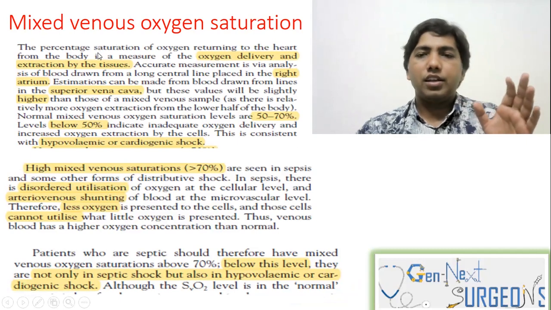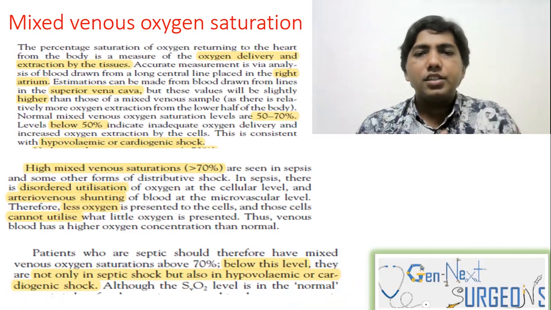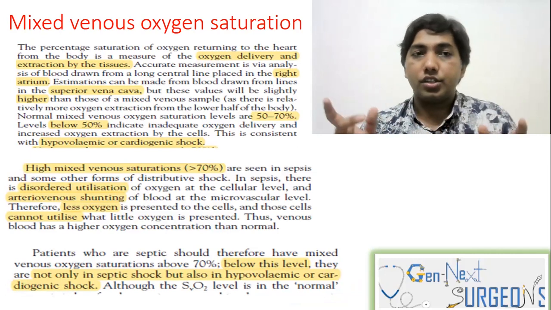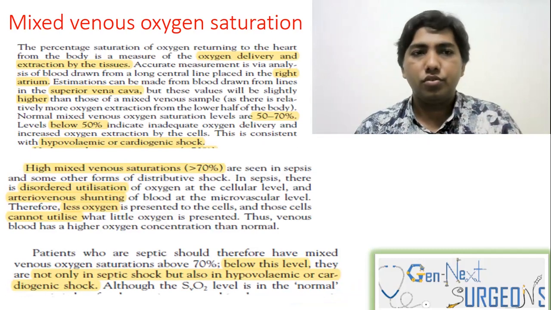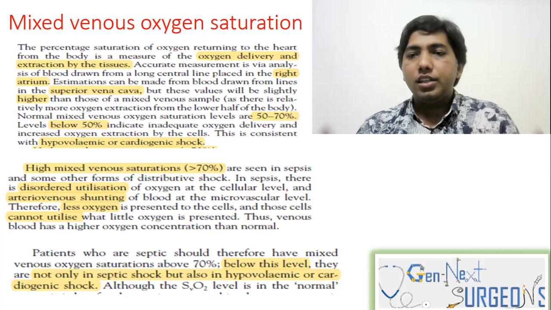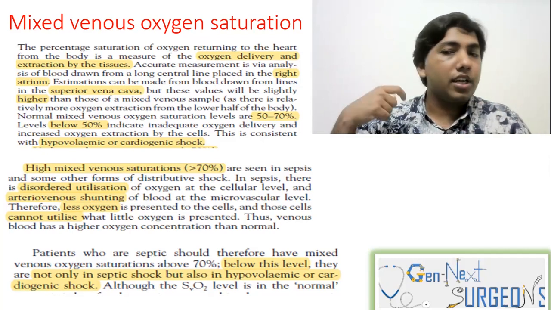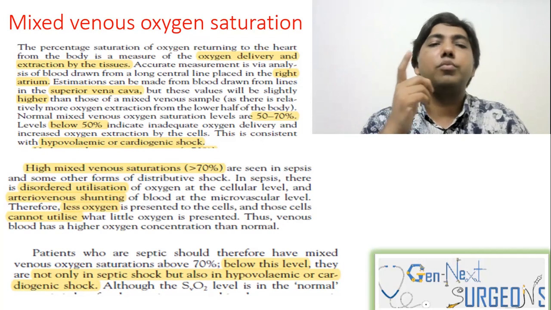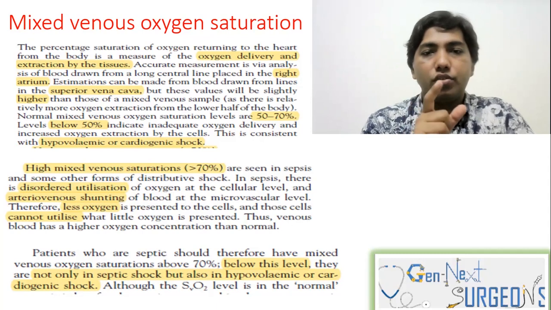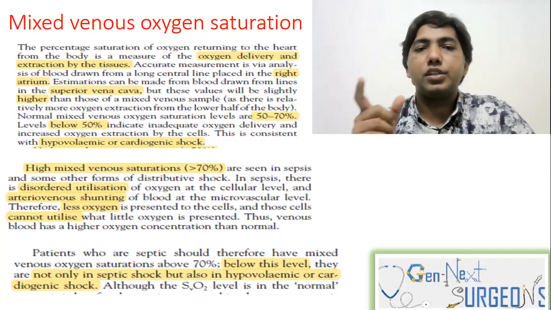First of all, I will just read it. The percentage saturation of oxygen returning to the heart from the body is a measure of the oxygen delivery and extraction by the tissues. Actually, the actual value should be taken from the right atrium, but we cannot take this. We take it from the superior vena cava. That's why it is called mixed. In the case of mixed saturation, the normal level is 50 to 70%.